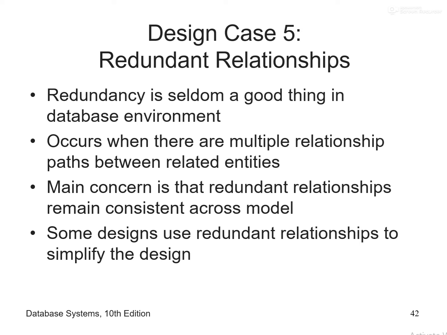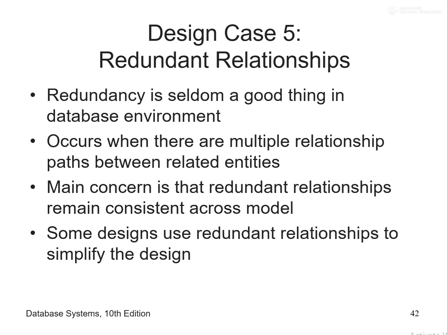Okay, redundant relationship is the last design case that we are going to discuss. A redundant relationship occurs when there are multiple relationship paths between related entities. The main concern with redundant relationships is that they remain consistent across the model. However, it is important to note that some designs use redundant relationships as a way to simplify the design.